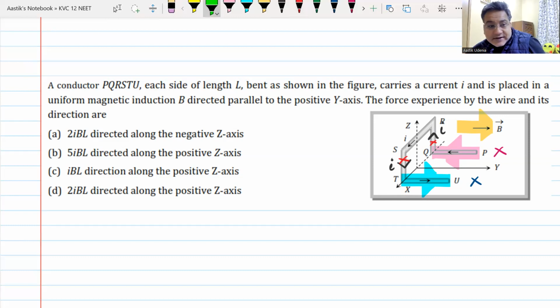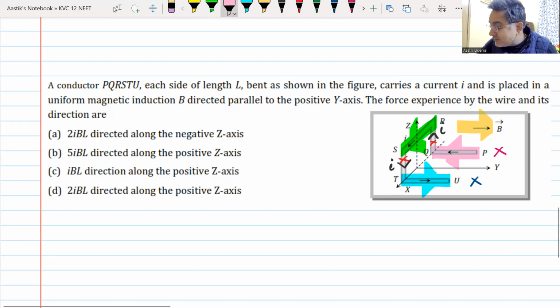The only wire that is left is this SR wire, which carries current in the positive z axis. That is the only wire which will experience any force. The current in the wire is I. The length of the wire is L, and the magnetic field is B. So the only answer that is matching is ILB.